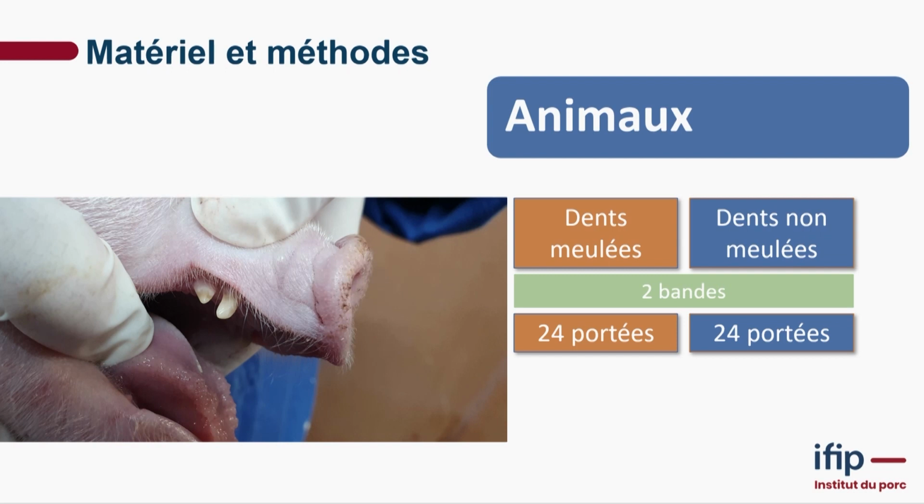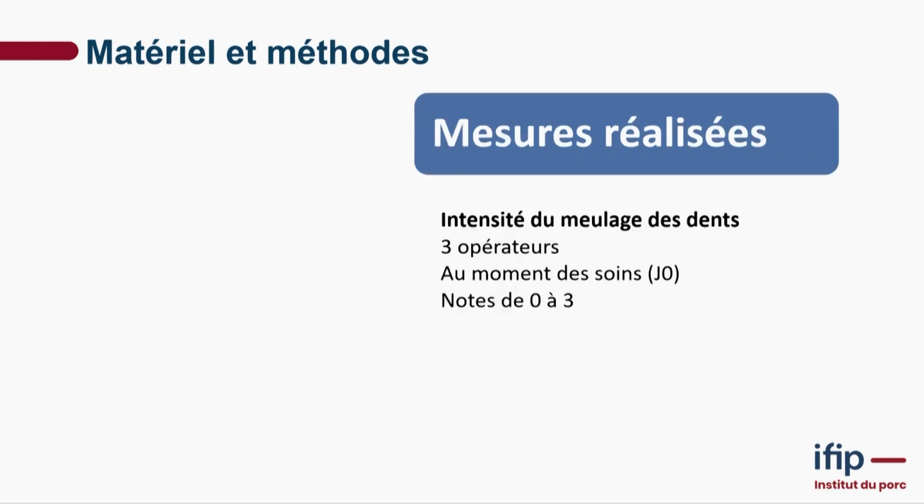So to begin with, we had 5 batches. 2 of them were used for the comparison of the 2 sets of teeth, whether they'd been trimmed or not, plus 2 additional batches that we used to look into risk factors for the appearance of lesions, plus an additional group of 70 individuals.